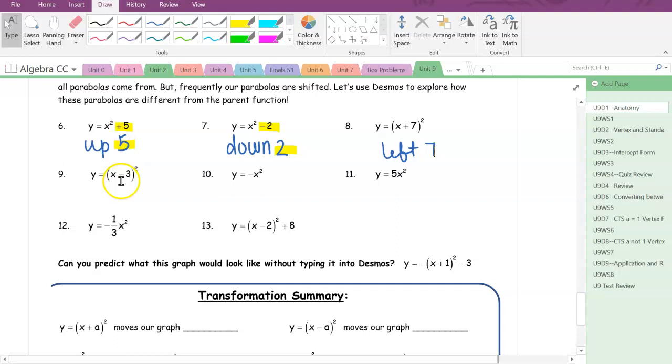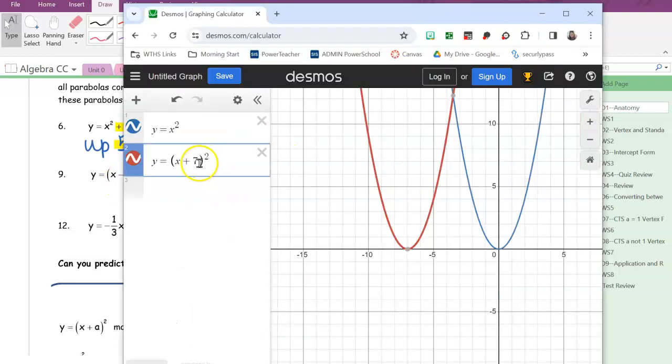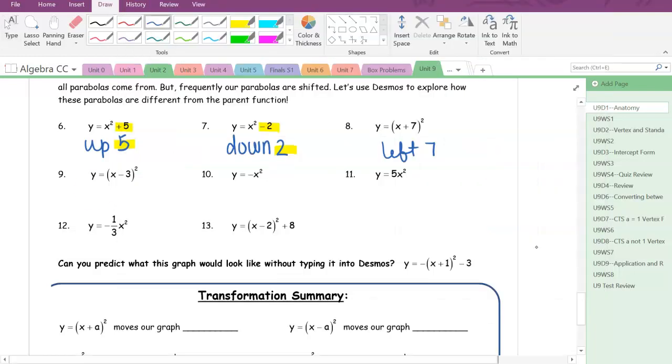All right, let's see what this one does. (x minus 3) squared. Oops. Interesting. Again, blue is your original. Red moved us to the right 3.